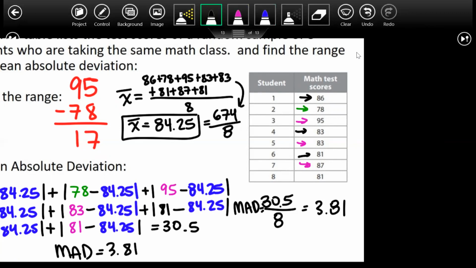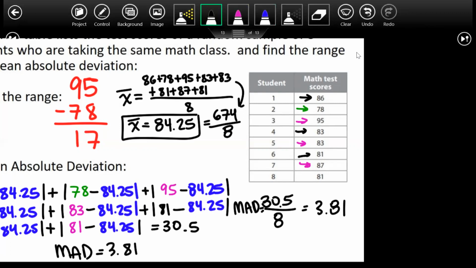Now, let's talk about what this MAD gives us. This tells me between the 8 scores that I have here, not the median, the average, if our average was an 84.25 between these 8 students, the average of those averages, if you want to think of it that way, is only about 4 points away. Is that pretty close for a test score? Pretty close. So roughly within 4 points of each other. That might be one question they messed up.